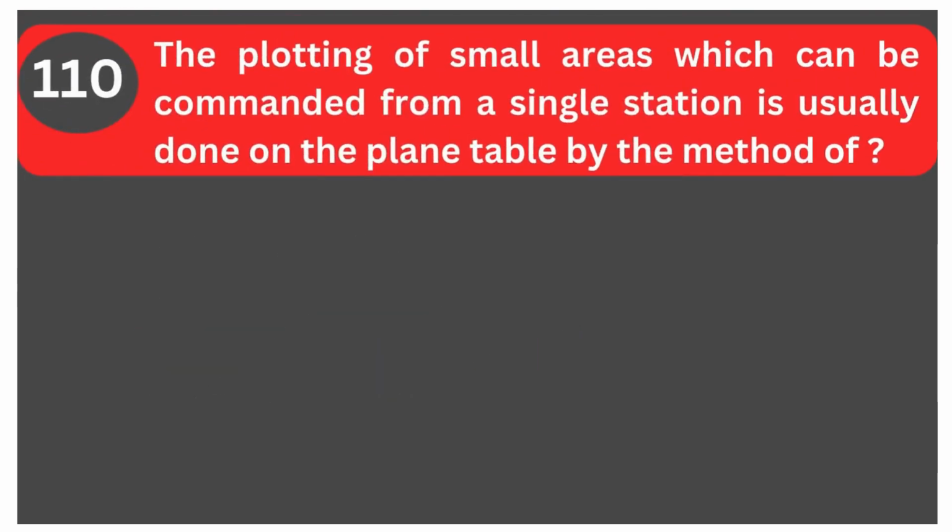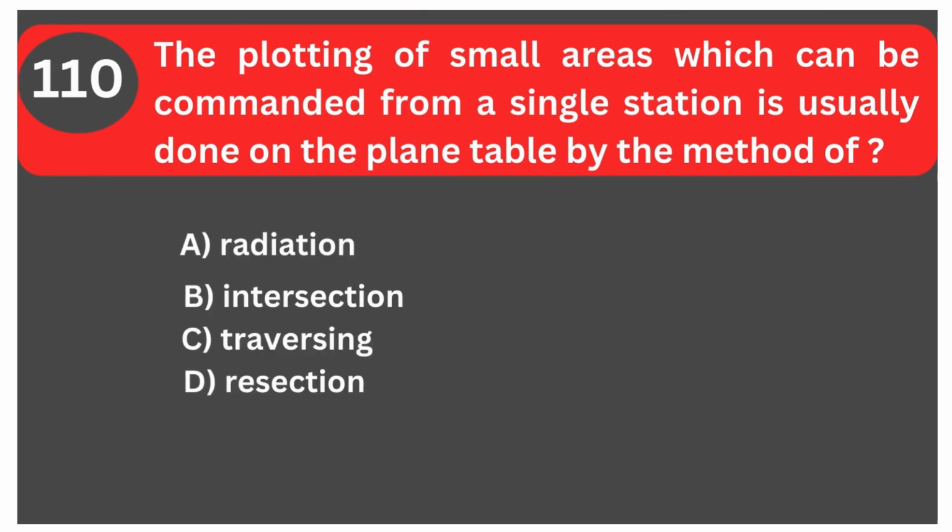The plotting of small areas which can be commanded from a single station is usually done on the plane table by the method of. Options: A. Radiation, B. Intersection, C. Traversing, D. Resection. Answer A. Radiation.